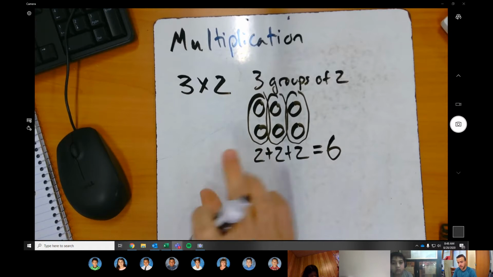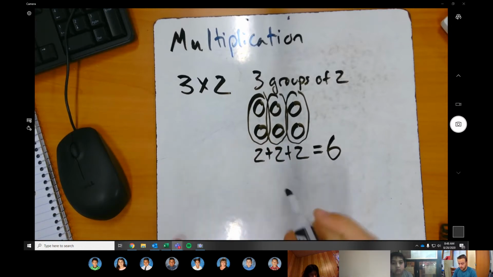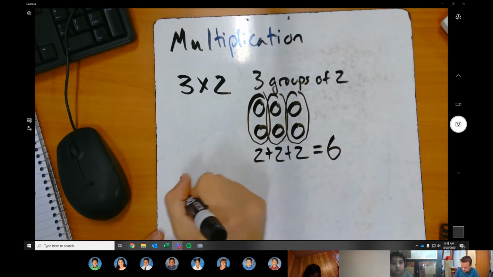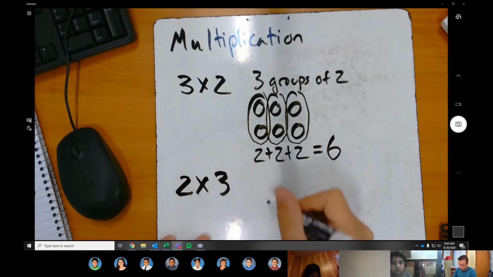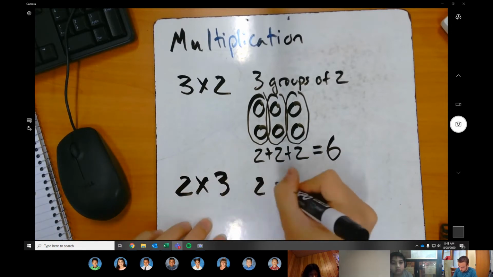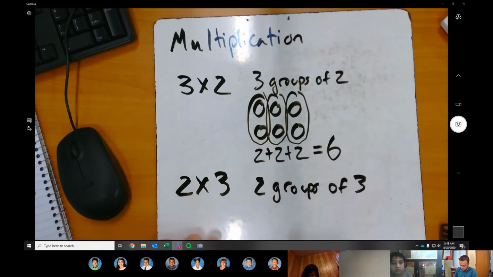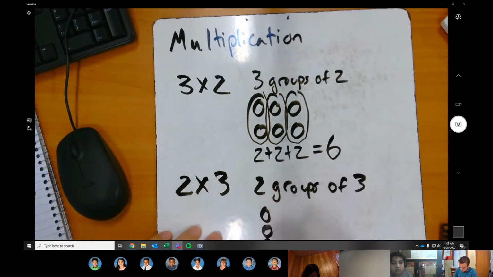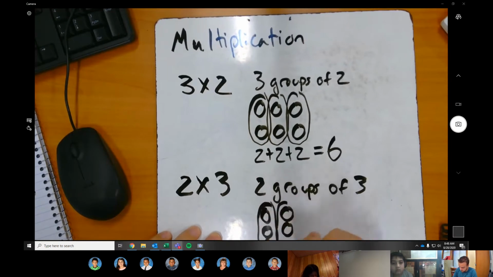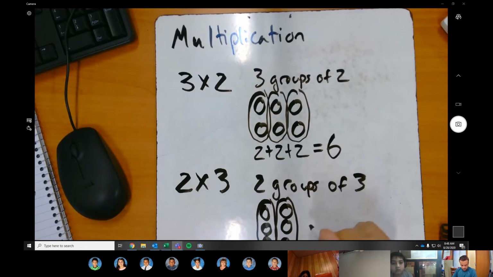The cool thing about multiplication is that you can do it in opposites. You can do the reverse of the problem and it's still the same thing. So if we wanted to write 2 times 3, we could have 2 groups of 3, right? We have one group of 3 right there, another group of 3 right here. I'll even circle for you. Almost looks like peas in a pod. So we have 3 plus 3 equals 6.